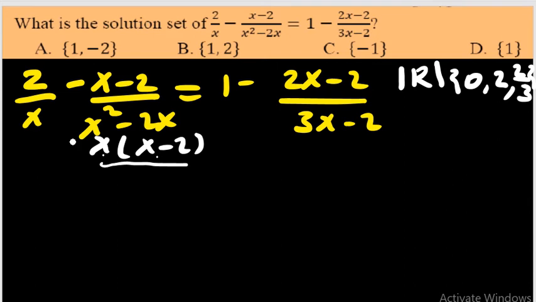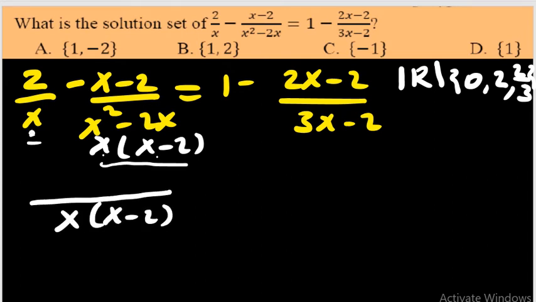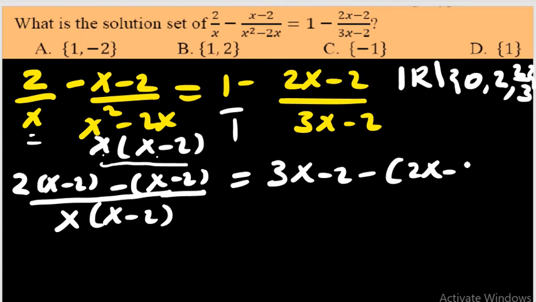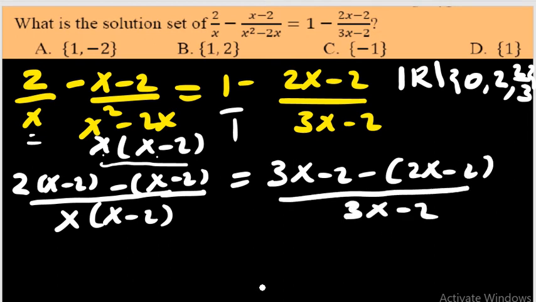For the first two here, you can apply the LCM method, because x and x into x minus 2, the LCM will be x into x minus 2. When you divide, it will be x minus 2 times 2, so 2 in bracket x minus 2 minus, when you divide, just 1, so x minus 2 remains. It is equal to the other side. You can apply crisscross, so it will be 3x minus 2 minus 1 times 2x minus 2, the whole over 3x minus 2.